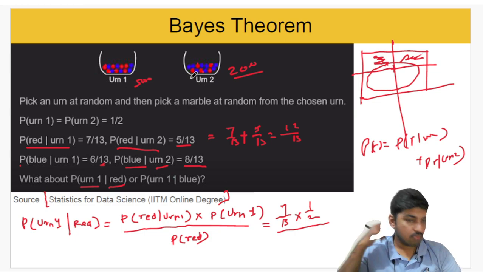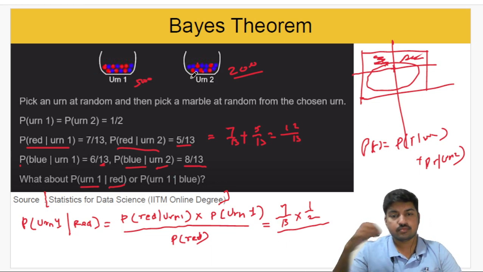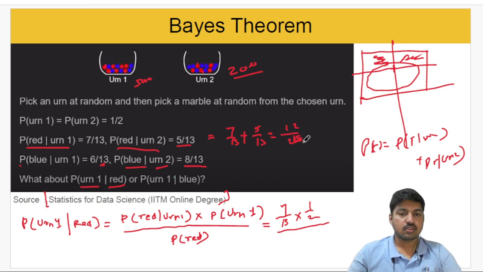Okay, let's see. Red 1, 2. Okay, I think it should come as 12 by 36, 12 by 26, isn't it? Actually, it should come as 12 by 26. Okay, let's see what we are doing wrong here. Okay, we are having time. So I will show you.